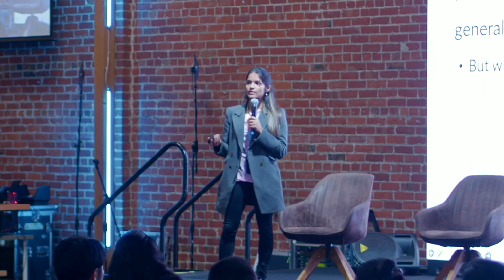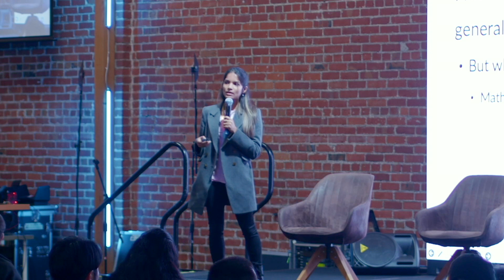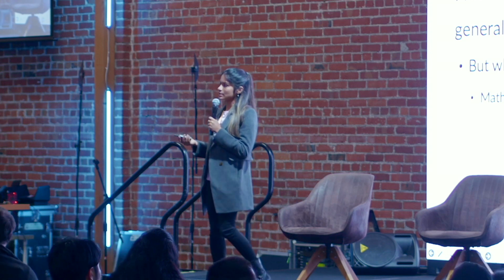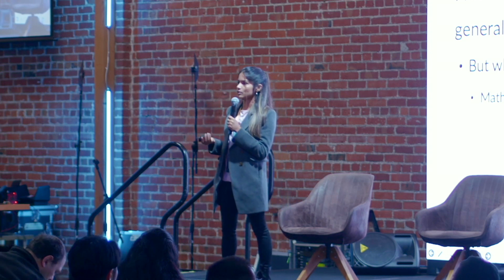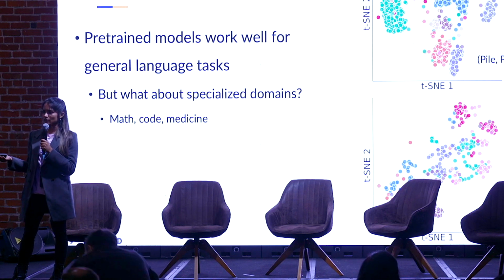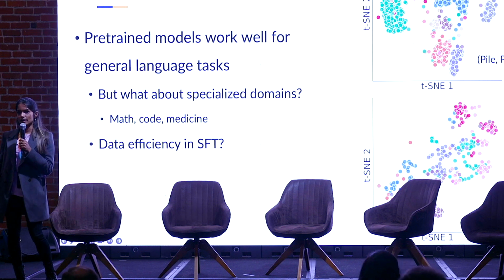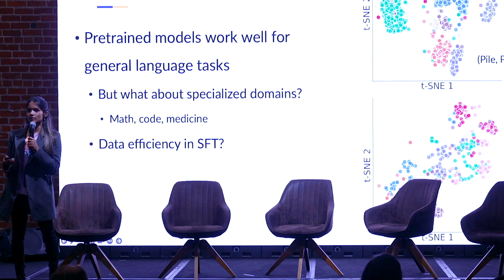The next question we asked ourselves is whether we can have similar selection for performing well on specialized domains. For example, if you want to train a model that's specially for math or code or medicine, then you need to adapt the domain of these general models that you have pre-trained. And so we started looking at data efficiency during supervised fine-tuning.